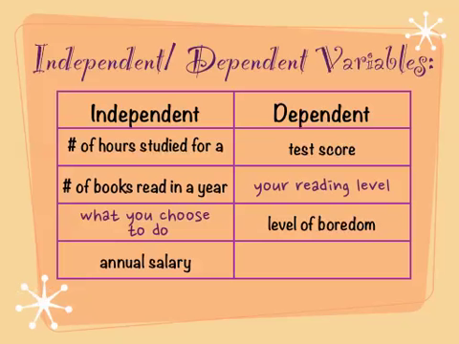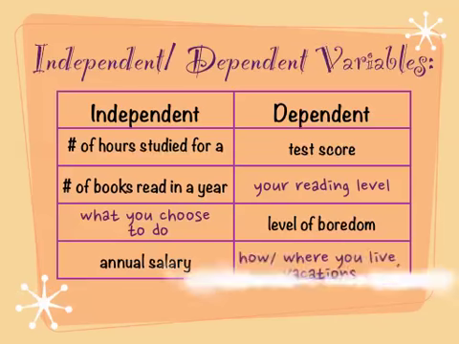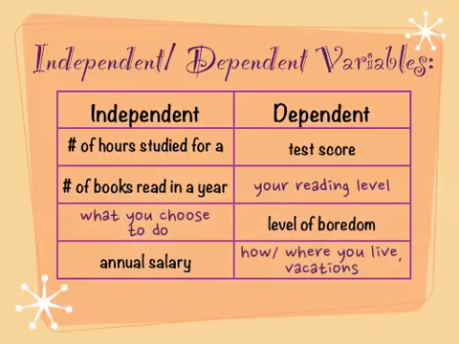The last example for independent variable, I have written annual salary. That means how much you get paid in a year. What depends on the amount of money you get paid in a year? What I came up with, and again, there's several different options for your dependent variable. But what I came up with for a dependent variable here is how or where you live, and another example would be if you get to go on vacations or not.